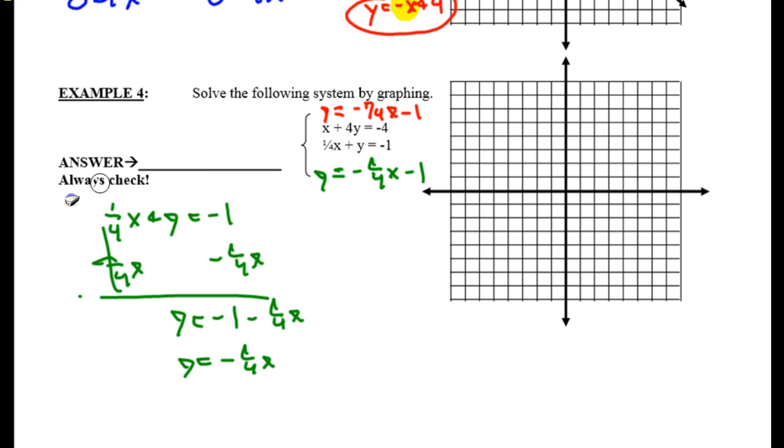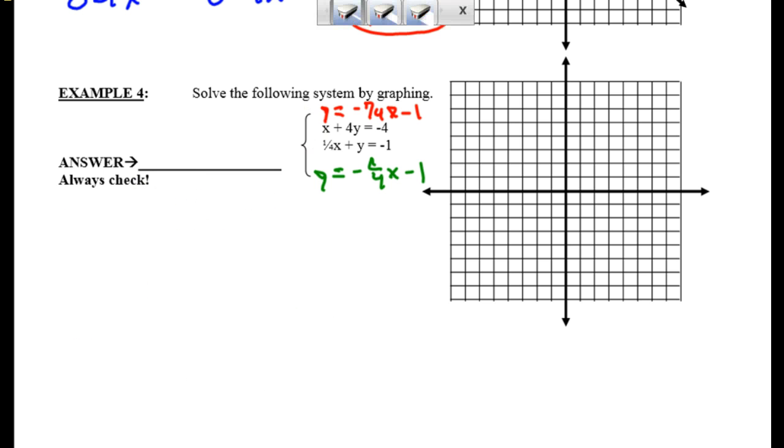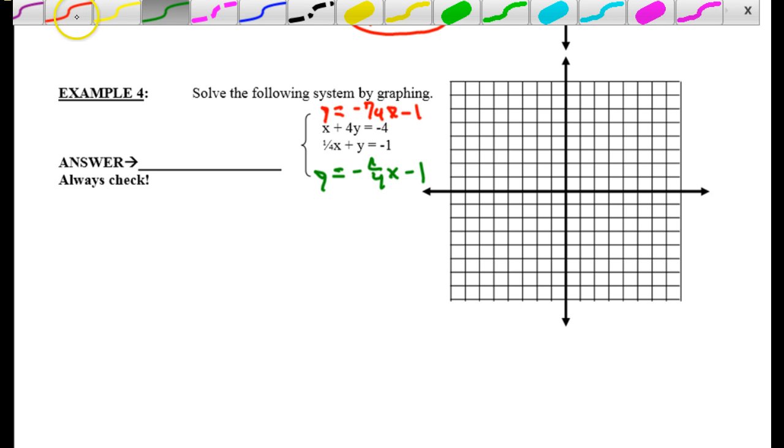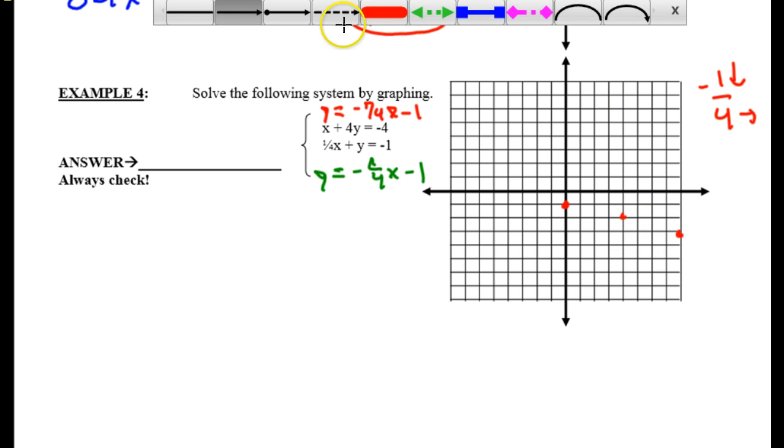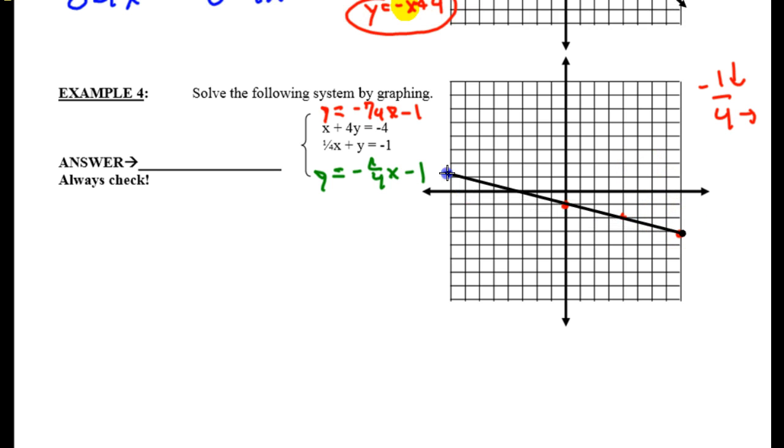Alright, so now let's graph these equations. The first one was negative 1/4 x minus 1. The y-intercept is negative 1. Now the slope is negative 1/4. So we're going to go down 1, right 4. Down 1, 1, 2, 3, 4, right 4. Down 1, 1, 2, right 4. Alright, and there is our line for the first equation.